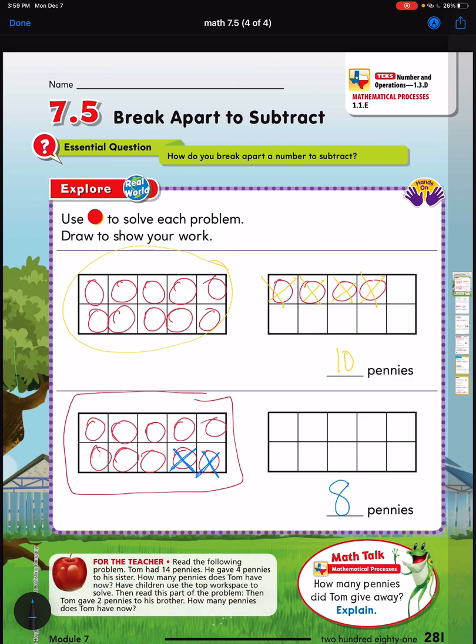So this is what we're going to do as we work through these problems. How many pennies did Tom give away? Well, I could see that he gave away those 4 to his sister and then these 2 to his brother. So he gave away 4, 5, 6. He gave away 6 pennies all together. All right.